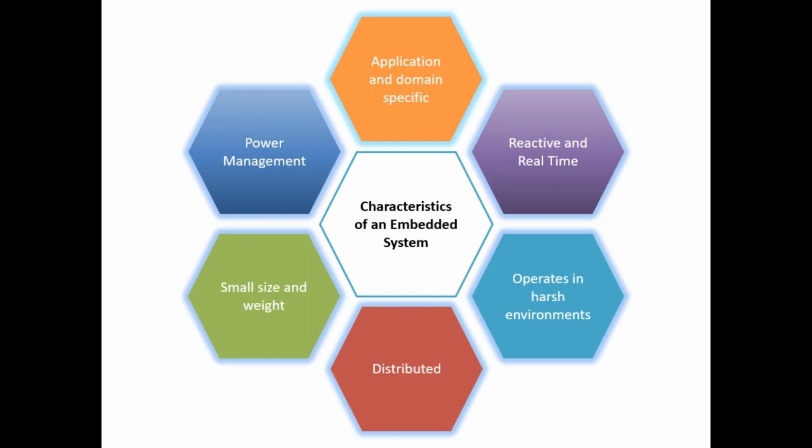And nowadays people are loving the phrase small is beautiful and the aesthetics of the product. So small size and weight becomes an important characteristic. And last but not the least, power management. So power is always a concern in any system. So we have to manage power in almost all critical applications. Power saving or reducing the heat dissipation becomes one of the characteristics. So that's all about the characteristics of an embedded system.